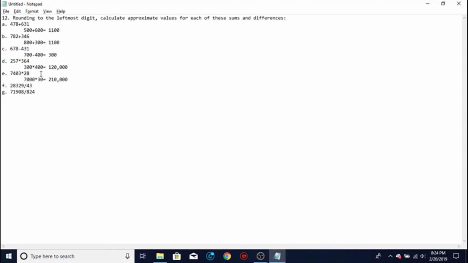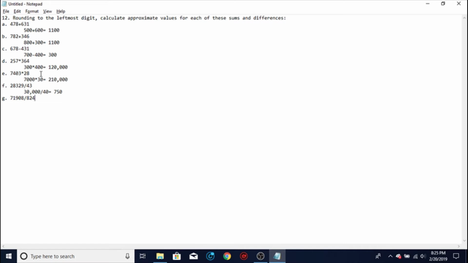Now we have division, different sign, same process. So for this one, it's 28,329. So it's 2, the digit right next to it is an 8, which means we round that up to 30,000. And then we have 43, 4, and the digit right next to it is a 3, so we round down to 40. And then once again, you just type this into your calculator or do any kind of mental math. And the answer is 750.